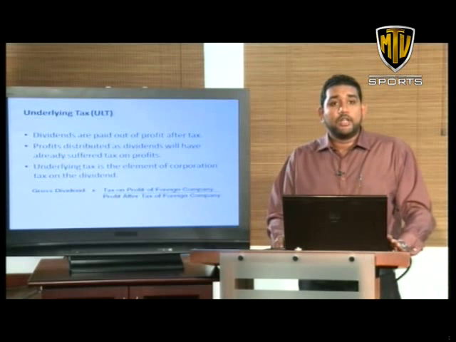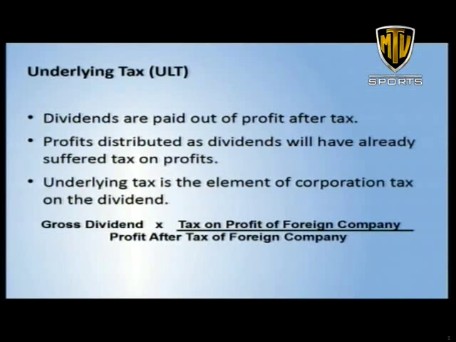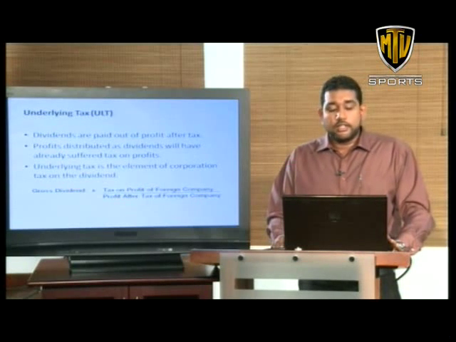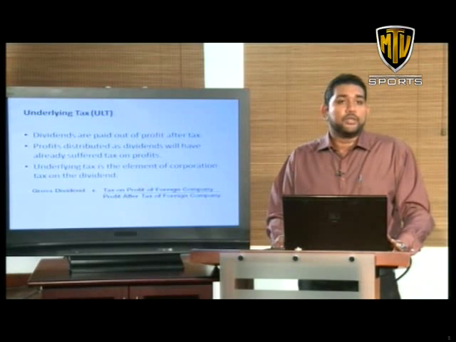When we look at the formula, you can see the gross dividend is multiplied by the tax on profit of the foreign company, and then you divide it by the profit after tax of the foreign company. So that is the way in which we calculate underlying tax. Let's go for a break and then continue with the rest of it.